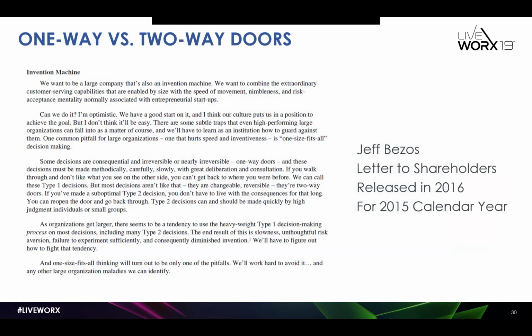Jeff's 2016 letter to shareholders for the 2015 calendar year is a bit longer at 9 pages, but still well worth your time. He talks about the difference between one-way and two-way doors. Most decisions are reversible. Those are two-way doors. Those decisions can and should be made quickly with less than complete information. If your process is indeed holding you back, be willing to make a change.